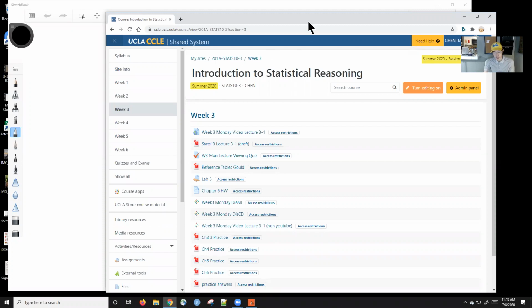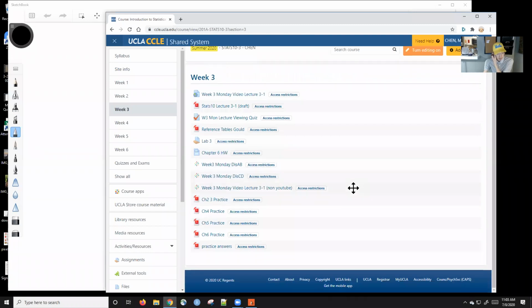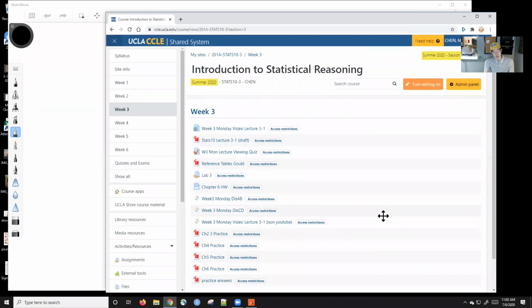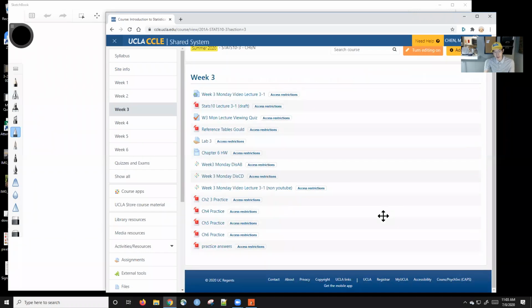So please keep that in mind. And you'll go to the quizzes and exams section on CCLE and log into Zoom. I guess I'll put some instructions here as well. I posted a few practice problems, but just a note about these.